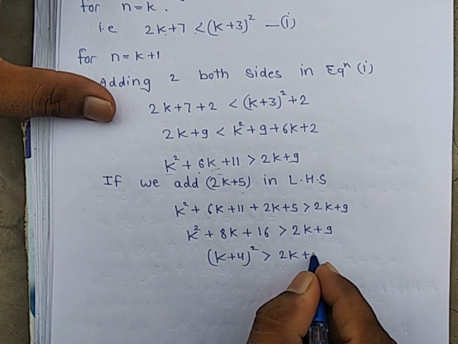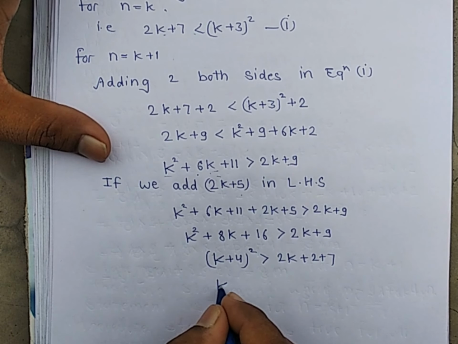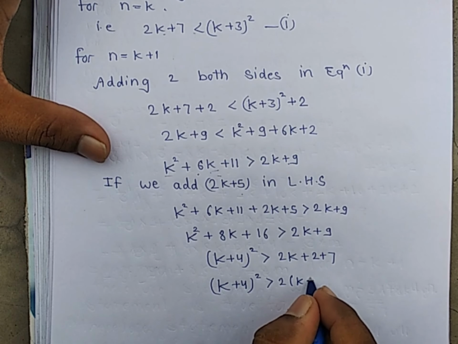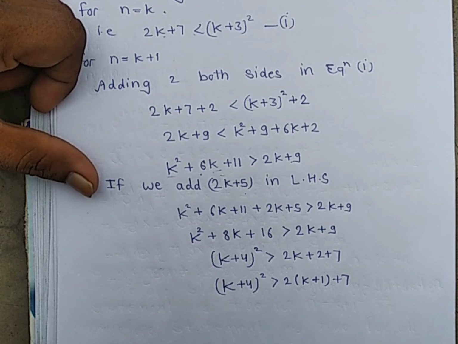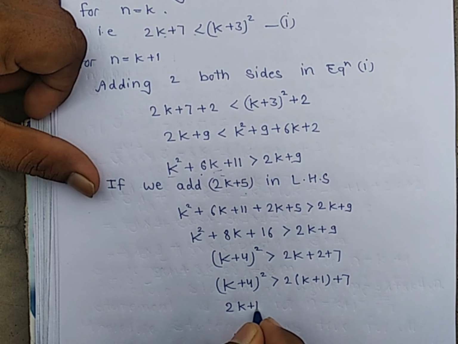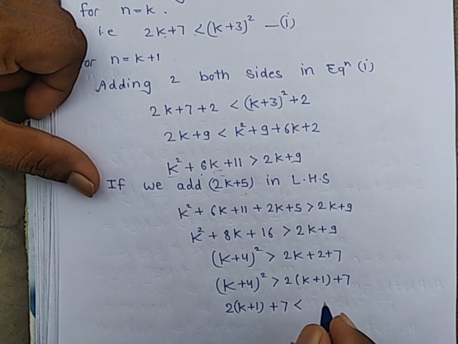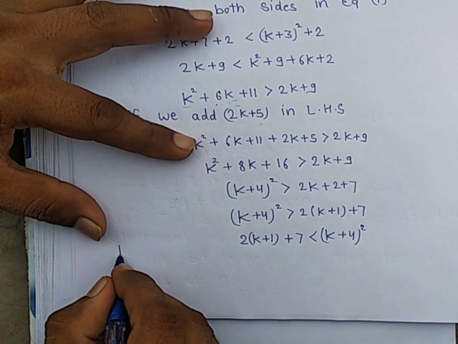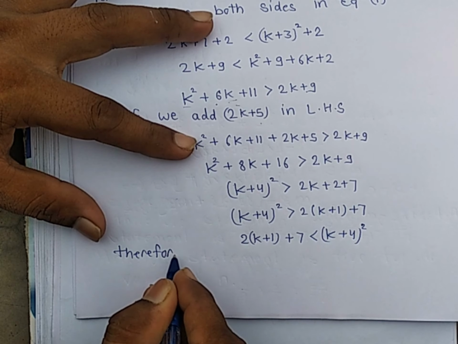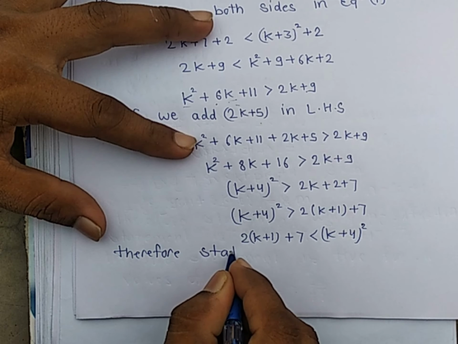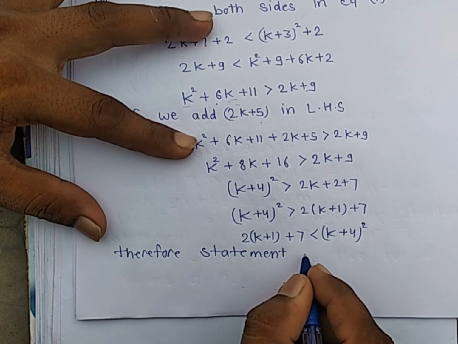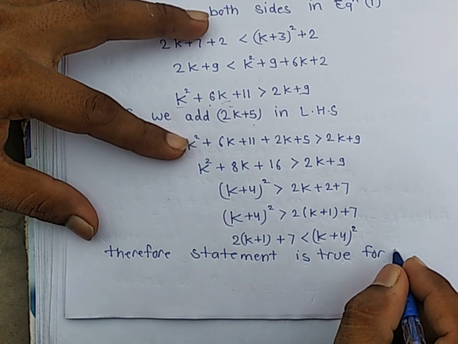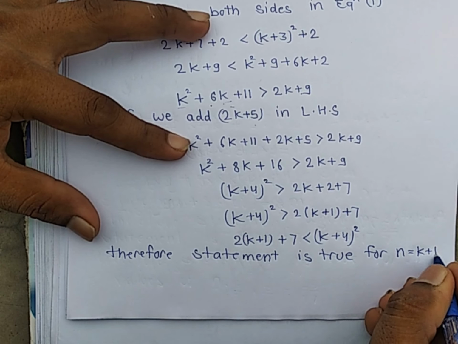2k plus 9 can be written as 2k plus 2 plus 7. Then k plus 4 whole square, 2 bracket k plus 1 plus 7, and this term can be written as 2 into k plus 1 plus 7 is less than k plus 4 whole square. Therefore the statement is true for n equal k plus 1.